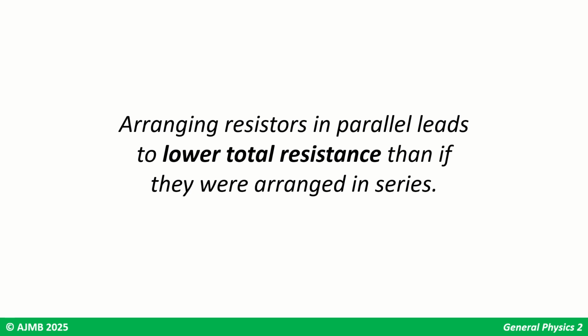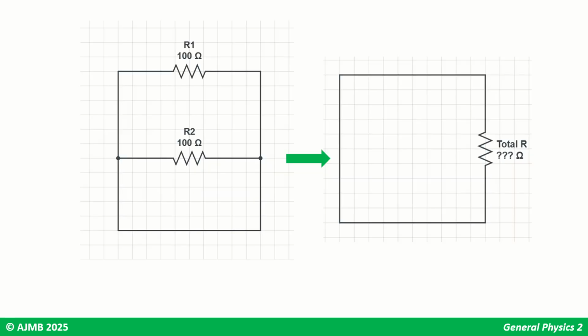Arranging resistors in parallel leads to lower total resistance as compared to when the resistors are arranged in series. So this is how your parallel circuit would look like. Let's say your current is passing through here, but when it reaches this particular point, it has a choice, right? It can pass through R1 or R2. At this point, the current passing through both resistors will converge again as one, and then you have your cycle, I guess.